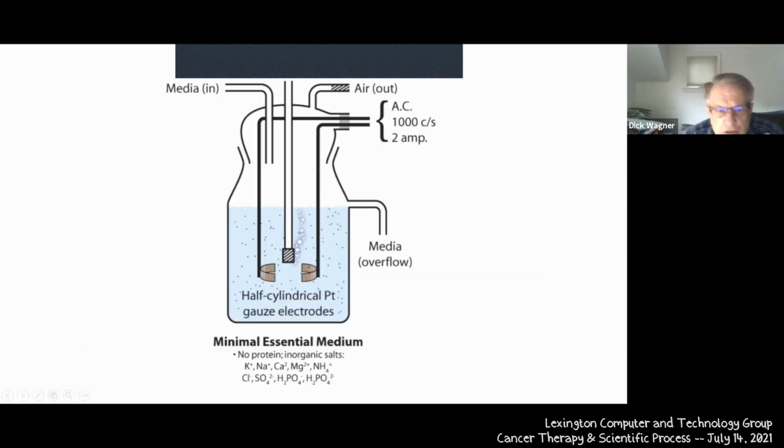Let me come back so you get a better sense of the particulars of the actual experiment inside that device. You can see here that we've got the media that's in here. He's got half cylindrical platinum gauze electrodes. He has media coming in, and of course outflow as the media comes in, the bacteria are dividing and so forth. He puts air in through a fritted glass, so he's got oxygen, nitrogen flowing through. He has an AC system, 1,000 cycles per second at 2 amps that he puts on for a while.